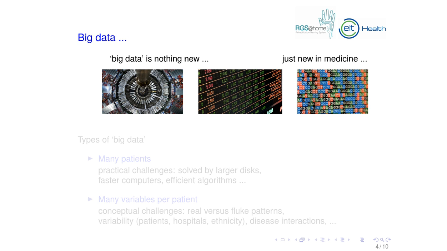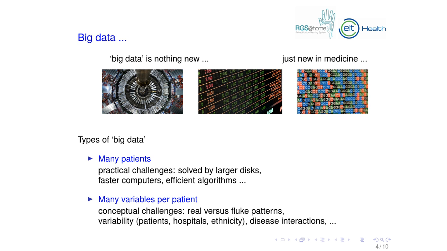And when you think about large data sets, it is really important to distinguish between 2 types of large data sets. The first is that we have many patients for which we have collected these data. Now, if we have many patients, then yes, we can have large amounts of data, but there are no conceptual challenges. The challenges are only of a practical nature. We need, for instance, larger disks to store all these data. We need faster computers. We need more efficient algorithms to process the data.